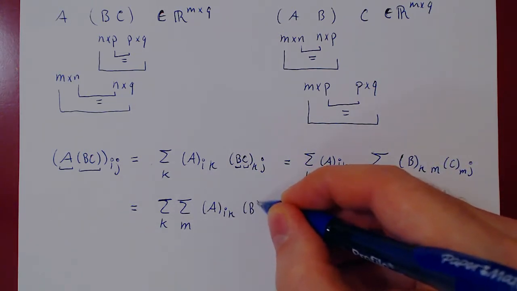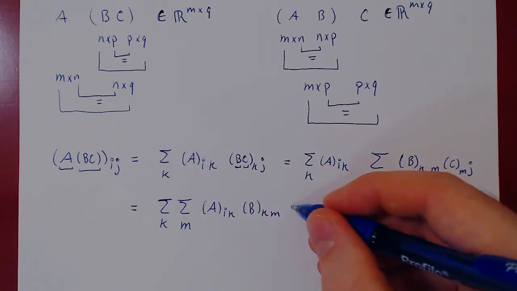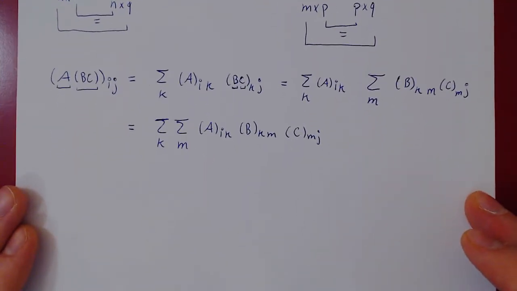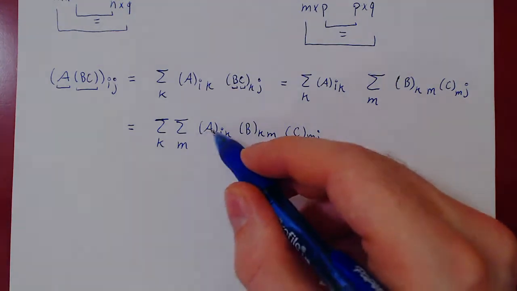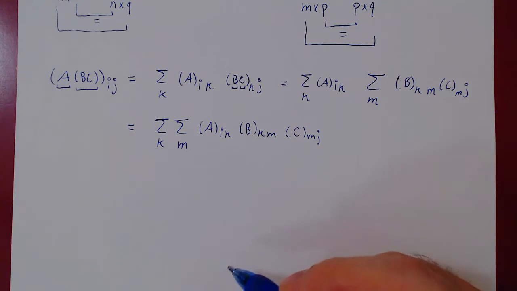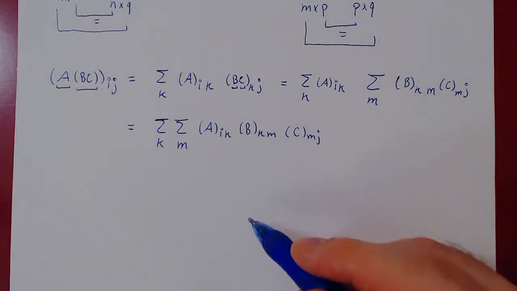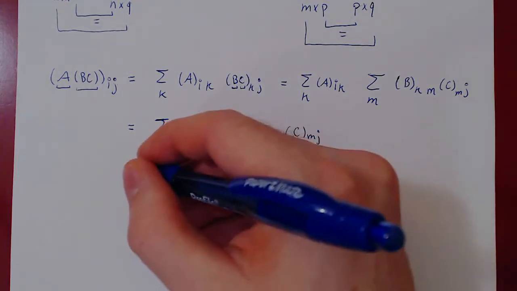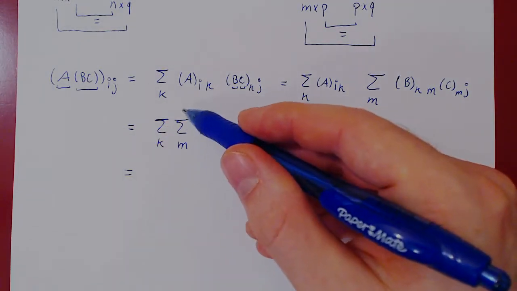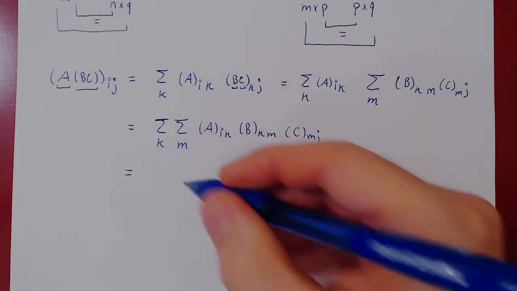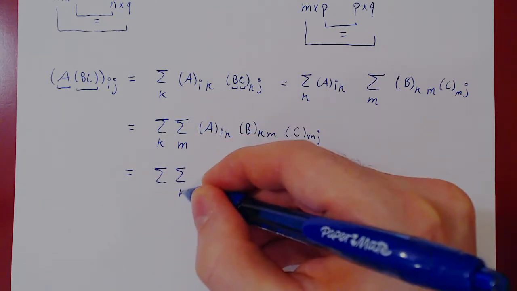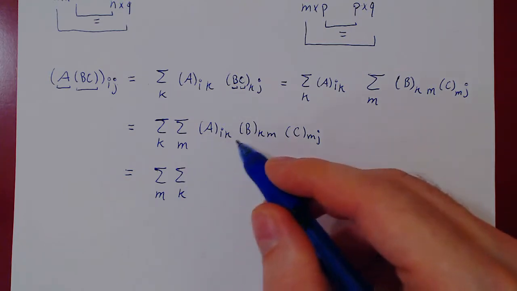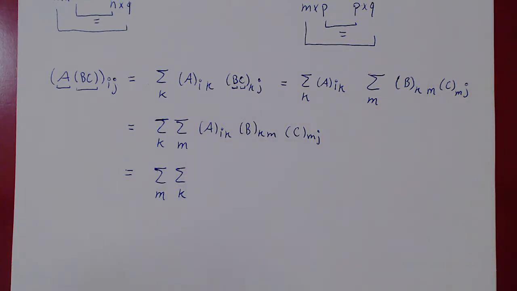bkm, cmj. And this will be probably a first for you now. We have a double summation of a product of three real numbers, a, b, and c, aik, bkm, cmj, but we know that we can sum real numbers in any way that we want. So here I will reverse the order of summation. Instead of summing first with respect to m, then with respect to k, I will sum first with respect to k, then with respect to m. And this is again legitimate because those are real entries. And we can add real numbers in any order that we see fit.